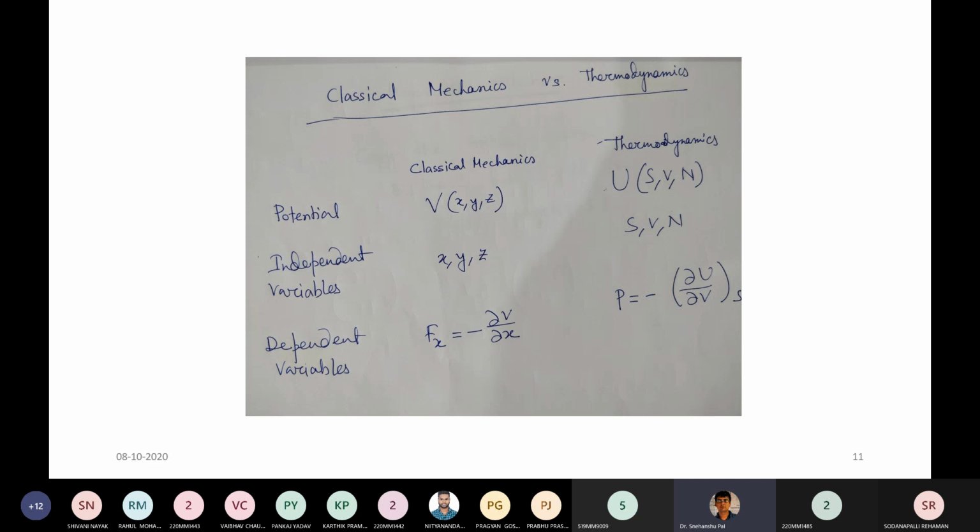Now we are going to understand classical mechanics and its difference from thermodynamics. If you check the internal energy as a potential, this is a thermodynamic potential, whereas classical mechanics takes the potential energy as a function of the position vector x, y, z. The independent variables for classical mechanics are x, y, z, but here the independent variables are entropy, volume and number of particles, S, V, N. In classical mechanics you take the gradient of the potential energy to calculate the force. Here you get the gradient of internal energy with respect to the different natural variables. Suppose del U by del V at constant S is the pressure, a dependent variable.